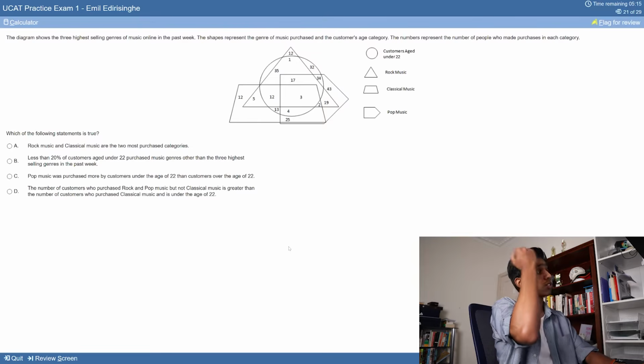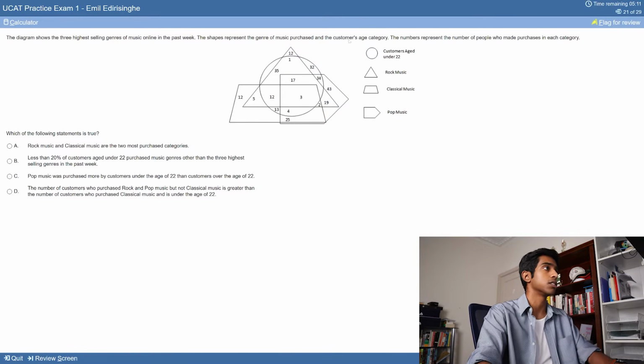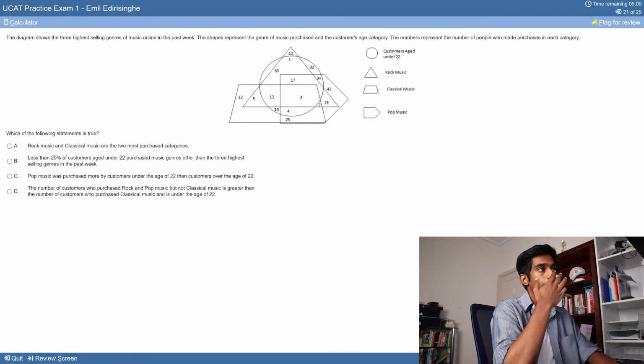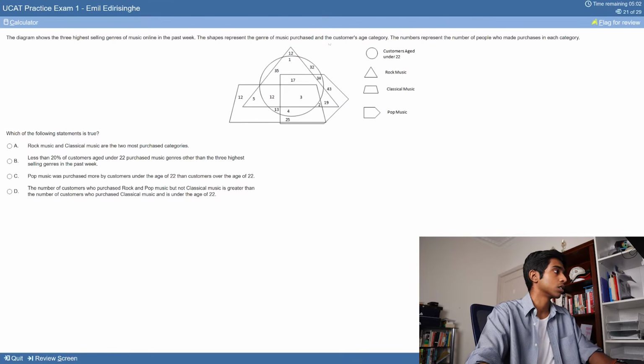3 highest selling genres of music online in the past week. Shapes represent the genre of music purchased in the customer's age category. Numbers represent the number of people who made purchases in each category. Okay. Which of the following statements is true? Rock music and classical music are the 2 most purchased categories. So you have rock and classical, which seems sort of right, but I'll check it later.